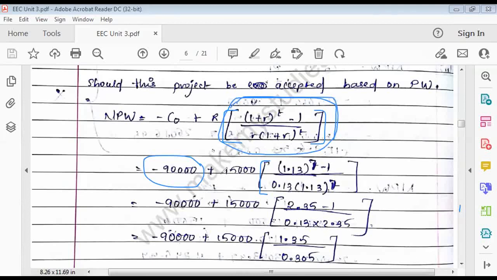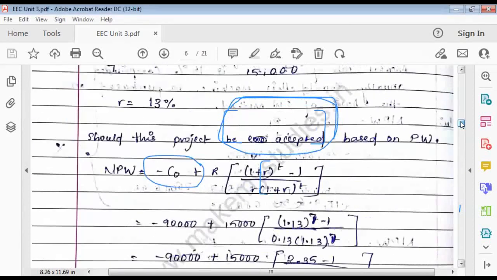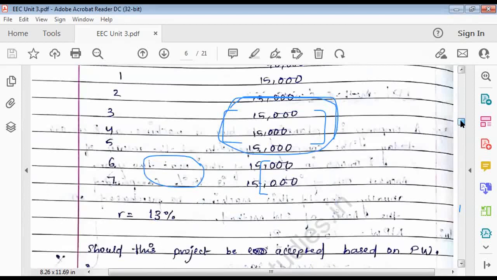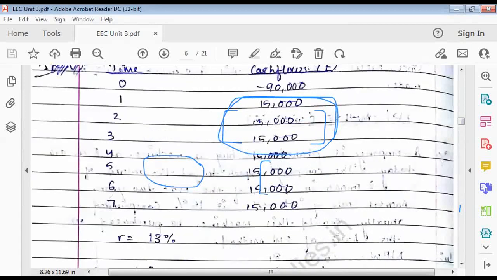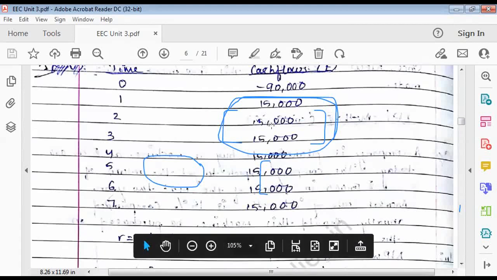Minus 90,000 plus 15,000, because a little reflection will reveal to you that you cannot use the formula. Let me show the question once again. You cannot use the formula if the returns for each year are different. Do you realize that? Here the question says the return for each year is the same, 15,000, but it should not always be the case.